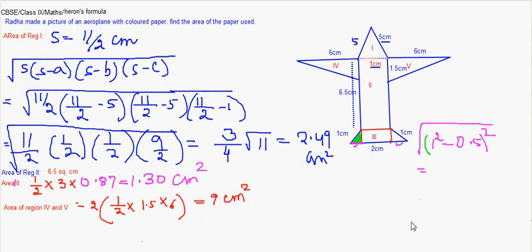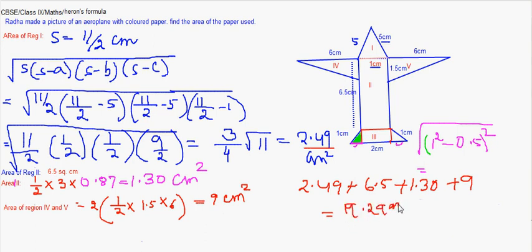If we add all of them, this is 2.49 for area 1, then it is area 2, this is area 3, and area 4 and 5 will get the whole area of the paper that has been used. And if I do so, I think I'm getting 19.29 centimeters square. I hope you followed this. Let us now move on to another question.